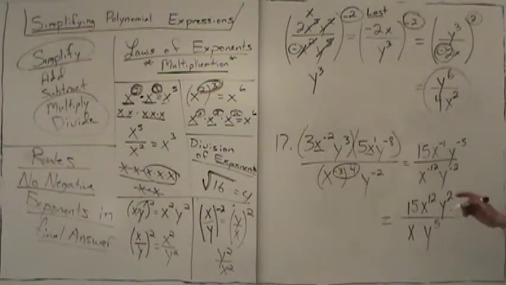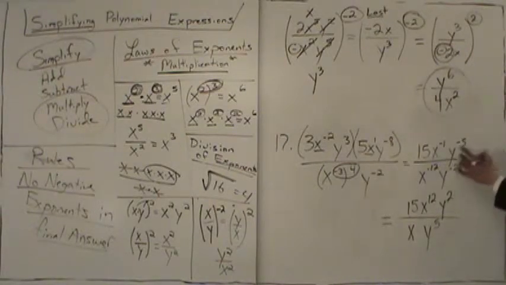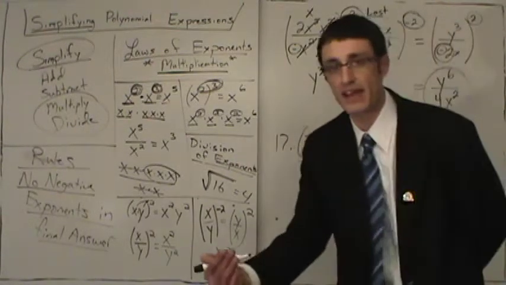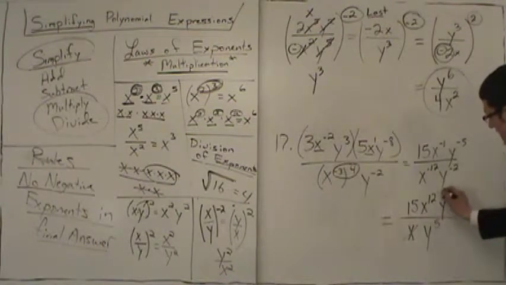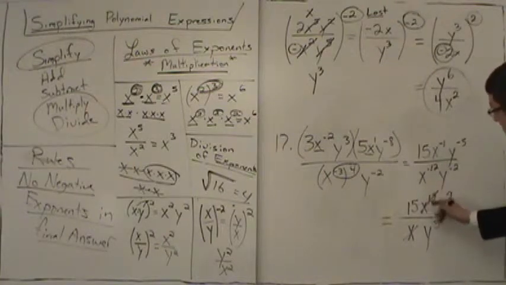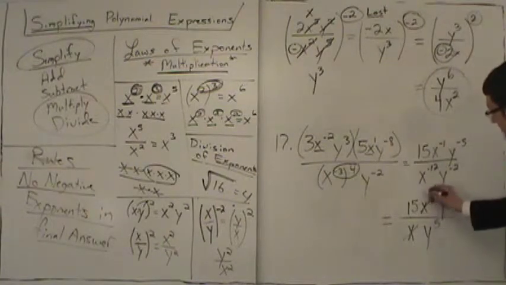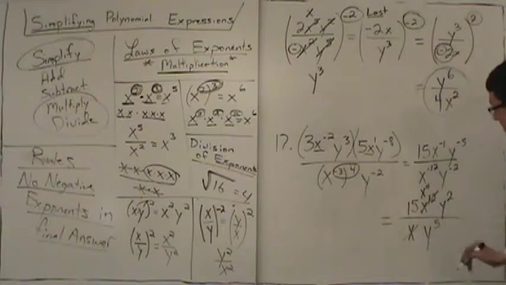Now, we've made our exponents positive, now cancel. We always cancel after we make exponents positive. So we're going to cancel 1 x with 12 x's, leaving how many x's? Hopefully you say this is a concept of subtraction. 12 minus 1 gives 11, so we get 11 x's left on top.